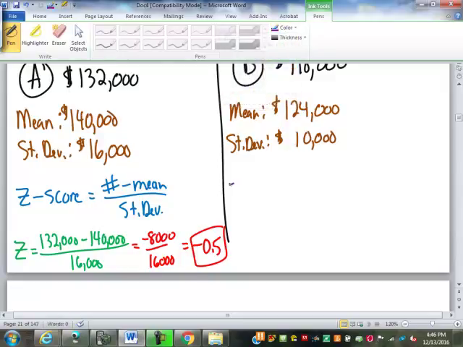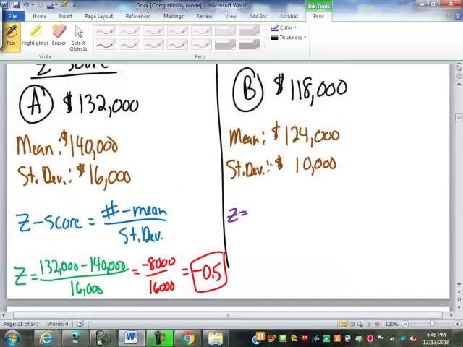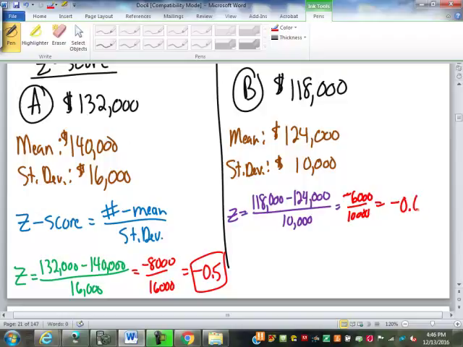Let's look at this one, the Z-score. So the house is 118,000 minus the mean of 124,000 divided by the standard deviation of 10,000. 118 minus 124 is negative 6,000 divided by 10,000 is a negative 0.6.